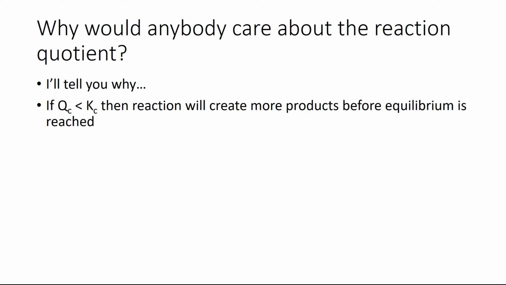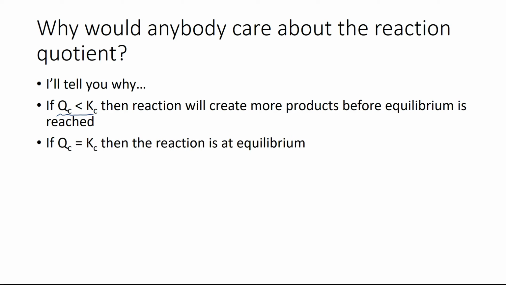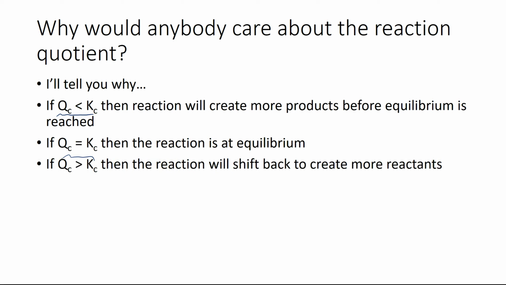There's a few things I want you to know. First of all, being able to calculate that reaction quotient is a piece of cake for you guys. You know how to do that already. Just plug and chug the numbers in. Here's what I want you to know though. If a reaction quotient is less than the equilibrium constant, then I know that I'm going to continue creating more products before equilibrium is reached. If my reaction quotient and equilibrium constant are the same number, then I know that the reaction is at equilibrium. And if, perchance, the reaction quotient is greater than the equilibrium constant, that means I'm going to shift back to create more reactants.